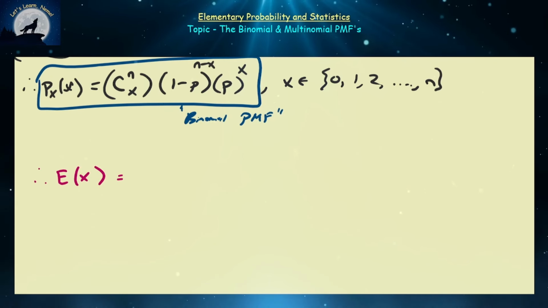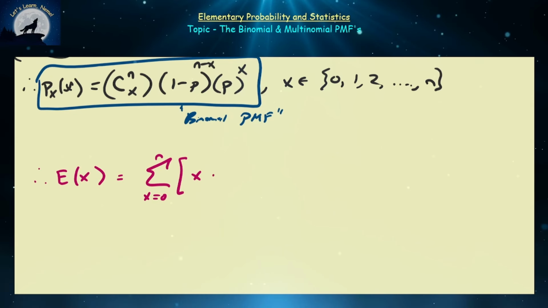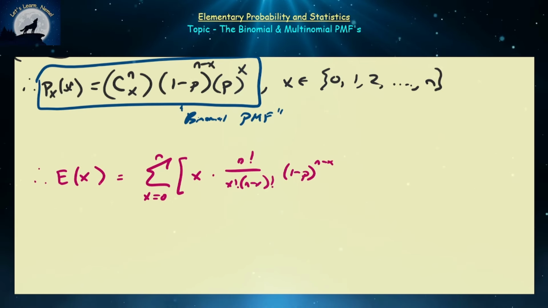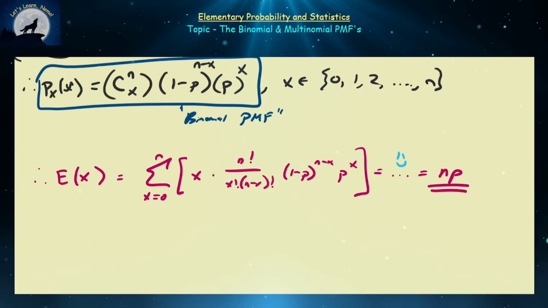So the expected value of x will be equal to, from definition, the sum from x equals 0 to n of x times our probability mass function, which is n factorial over x factorial times n minus x factorial, and then 1 minus p to the n minus x times p to the power of x. And then obviously we're going to do some magic math here, and you probably don't care about that, but if you do, definitely be careful in how you simplify that. But what you're actually going to get is just n times p. So that nasty looking mathematical expression actually turns out to be something quite simplistic and beautiful.